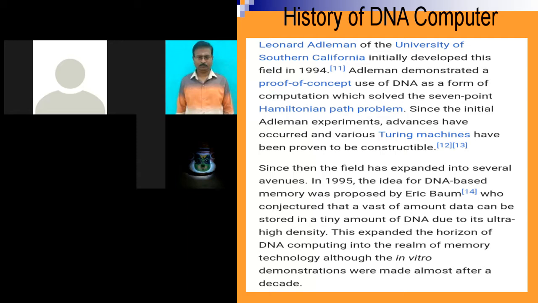In 1995, the idea for DNA-based memory was developed, that is DNA is going to be used as a memory unit, like the memory unit in our ordinary conventional computer. That was proposed by Eric Baum, who conjectured that a vast amount of data, that is the storage data, can be stored in a tiny molecule, that is a DNA molecule. Tiny amount, because DNA is a nanoparticle.